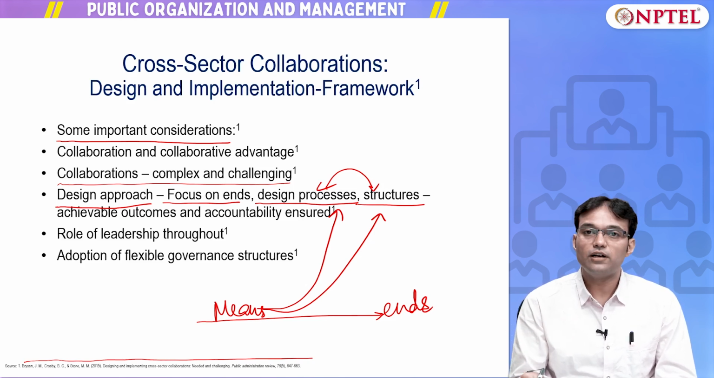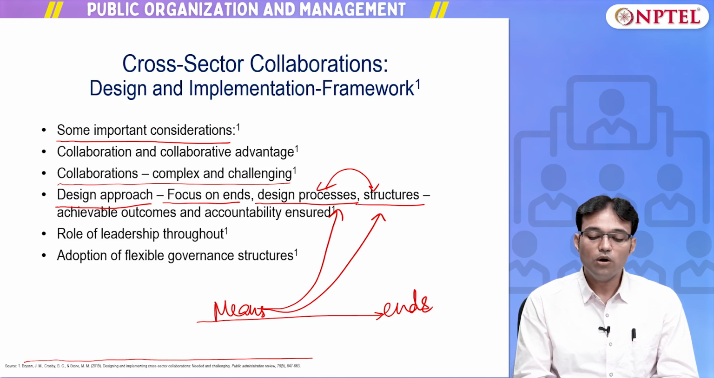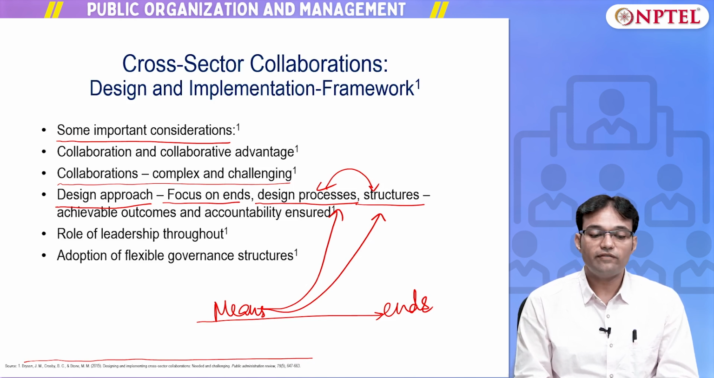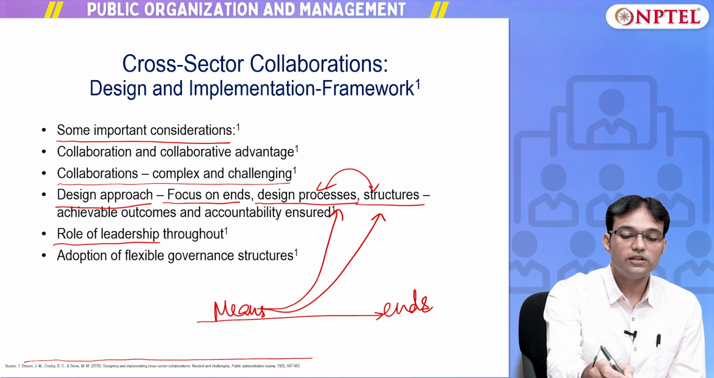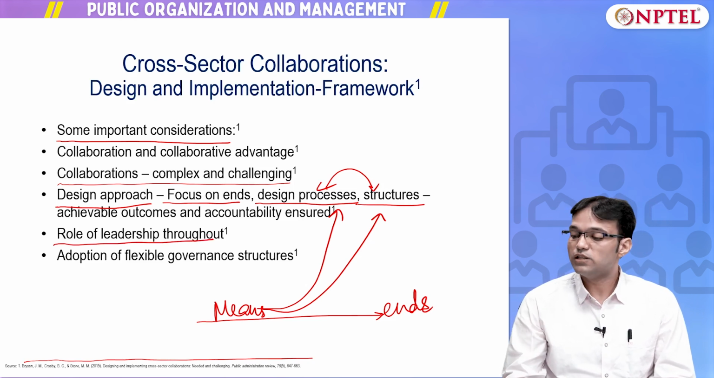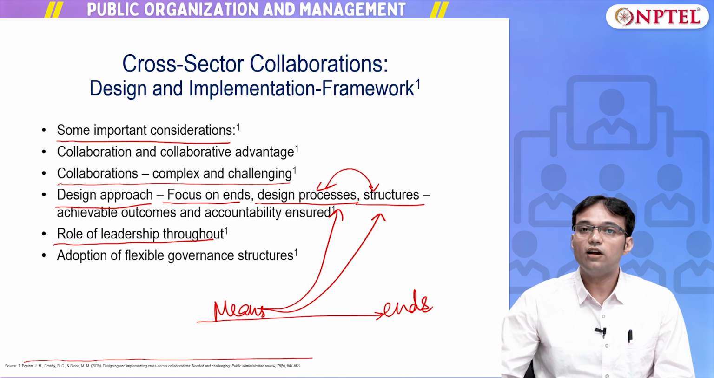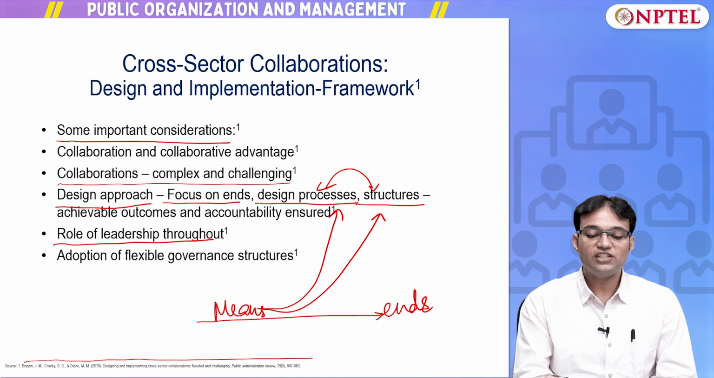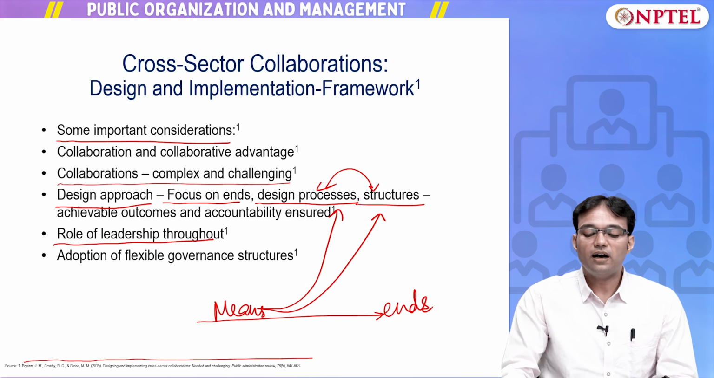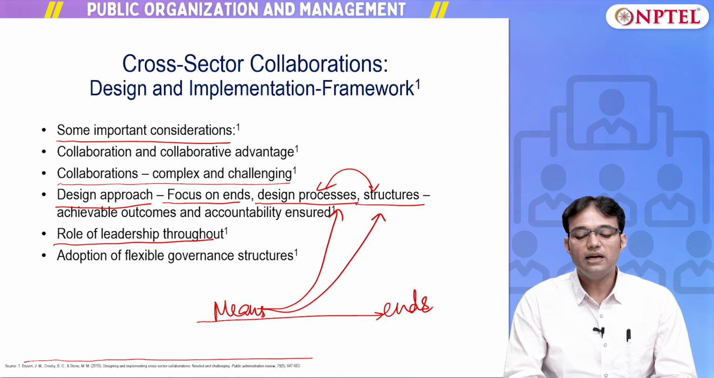I will talk about that kind of aspect when I talk about the various factors proposed by the authors. Now, further, to achieve the desired outcome and to ensure accountability, the authors further emphasized the role of leadership throughout the life cycle of the collaboration, right? By this, the authors meant that the involvement of sponsors and champions should be there, and facilitators should be there, because they help in sustaining the collaboration.